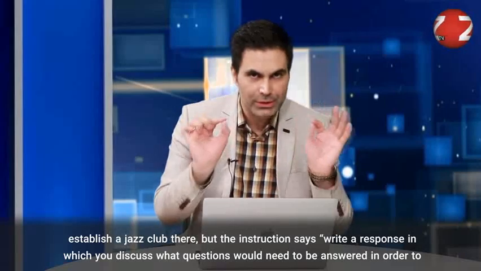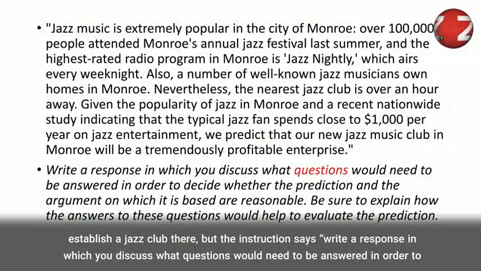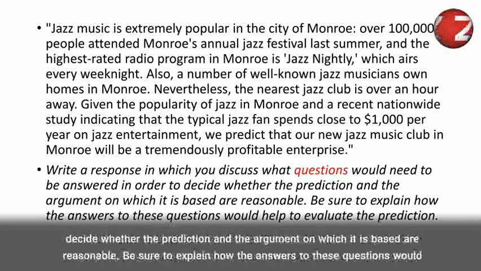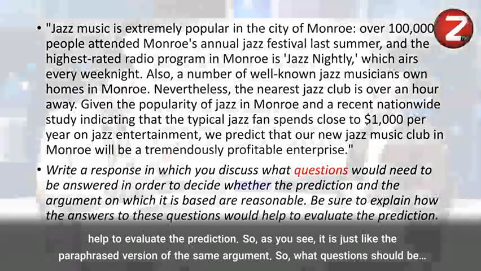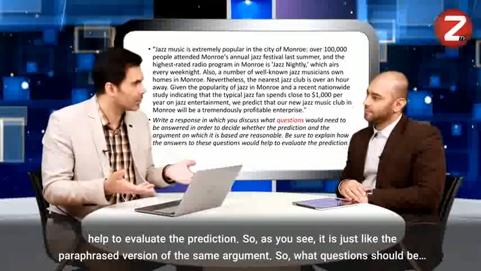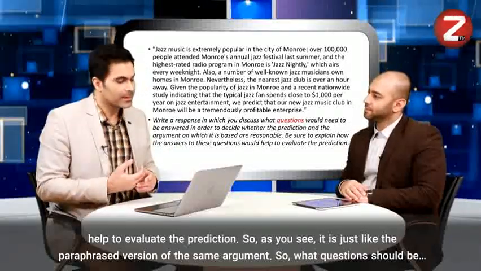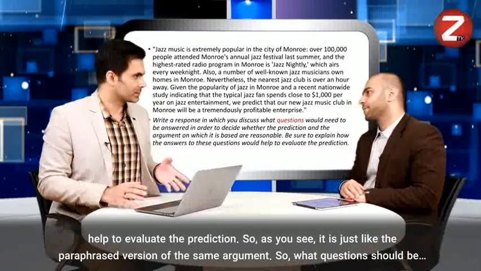But the instruction says, write a response in which you discuss what questions would need to be answered in order to decide whether the prediction and the argument on which it is based are reasonable. Be sure to explain how the answers to these questions would help to evaluate the prediction. As you see, it is just like the paraphrased version of the same argument. So, what questions should be asked?